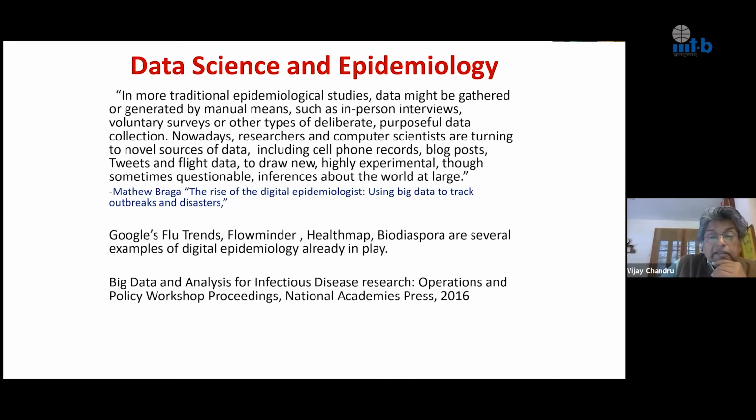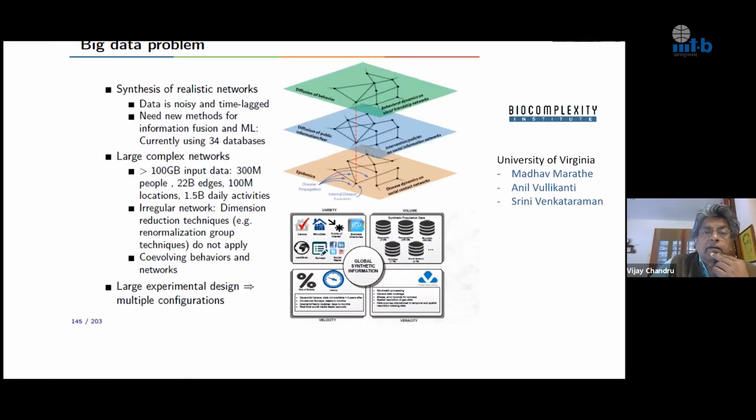Of course, in the US, it's been used quite a bit for modeling the flu trends, and Google made a big impact with their approach called Google Flu Trends, right? But there are many groups now that use a lot of the data science techniques to model these epidemics, which are seasonal epidemics, of course, in the US.